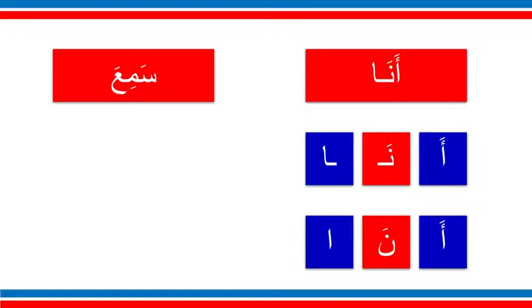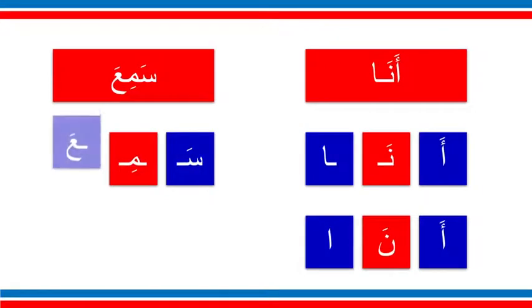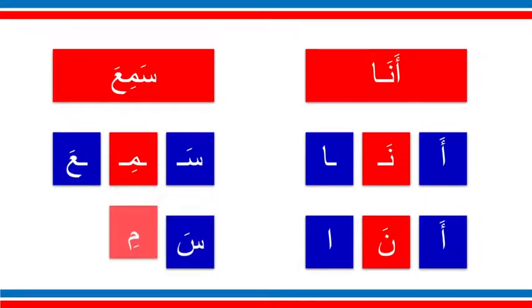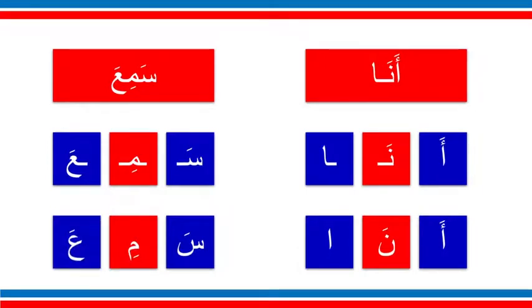Now the next word, Sami'a, Sa in the starting like this, Mi in the middle, A in the end, then in the isolated form, Sa, Mi, A.